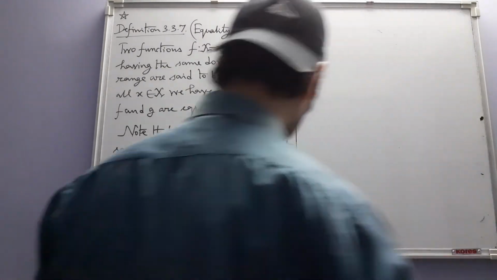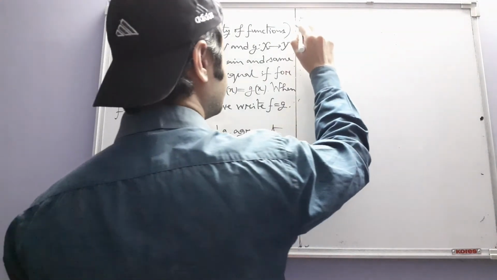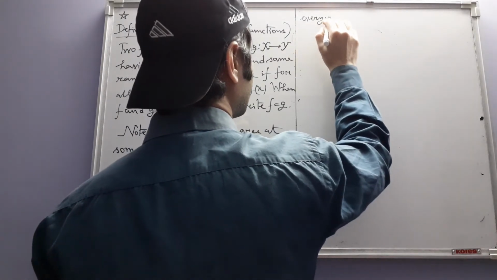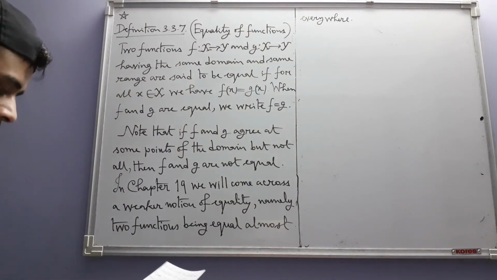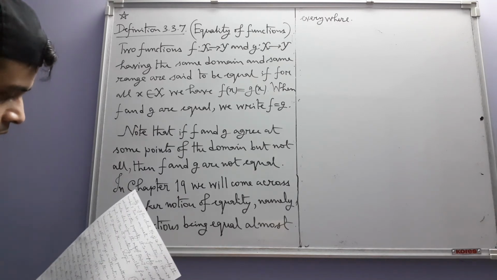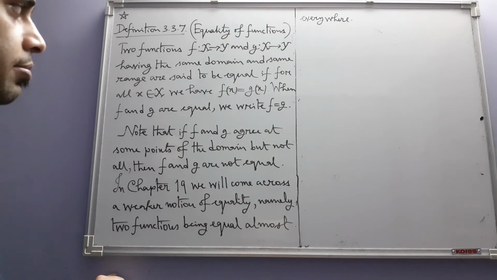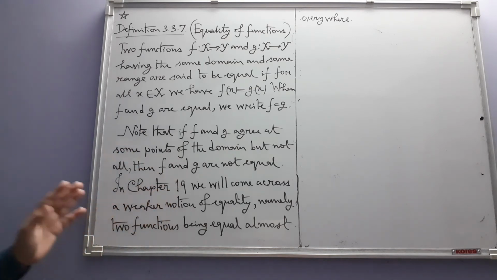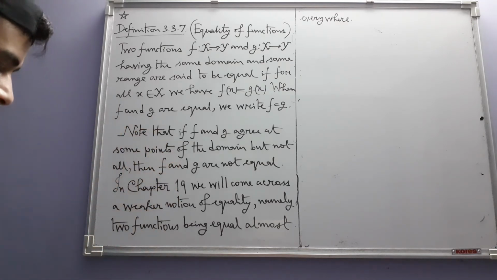What is the measure of a set? We will see those things later on. Okay. Equal almost everywhere. And equality of functions satisfies the usual properties. That is, it is reflexive, symmetric, transitive, and it satisfies the substitution axiom. Those things are there. But before that, there is an example.